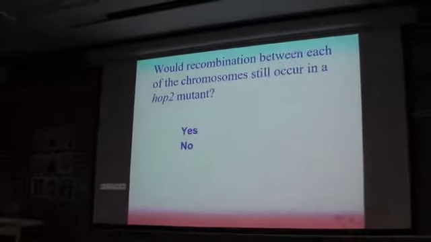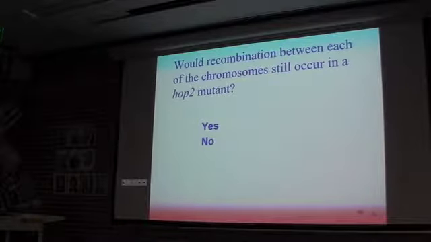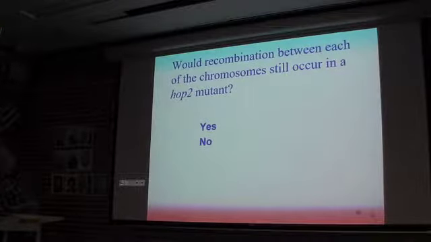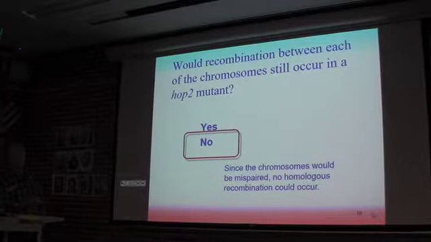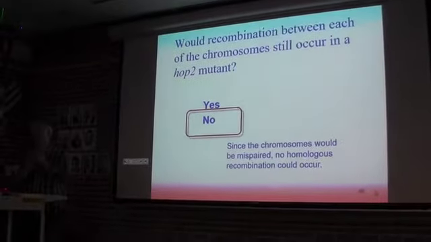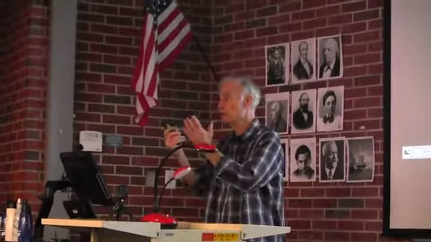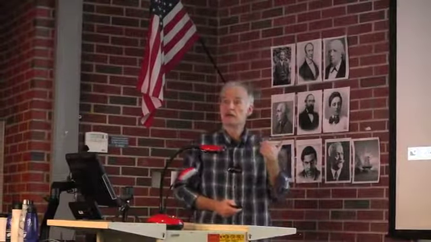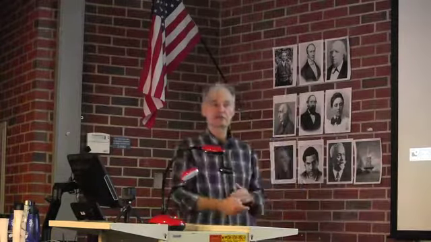Would recombination between each of the chromosomes still occur in a HOP2 mutant? No, because recombination involves more than just pairing. Recombination is sequence specific. If you're paired with the wrong chromosome, you can't get recombination. You can get the double-strand breaks occurring, resection, but there's no homology.